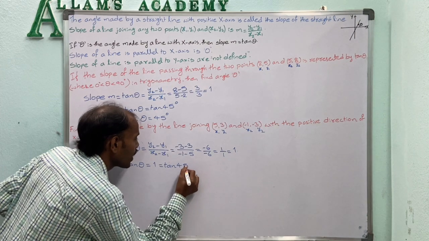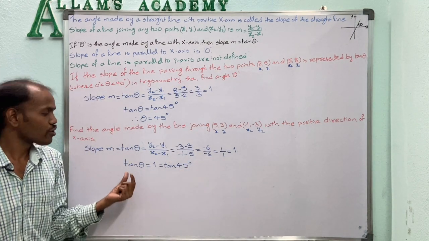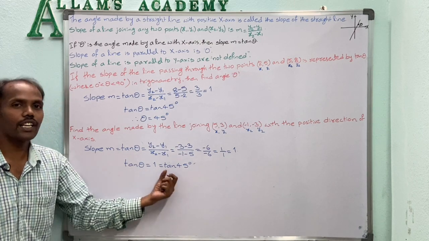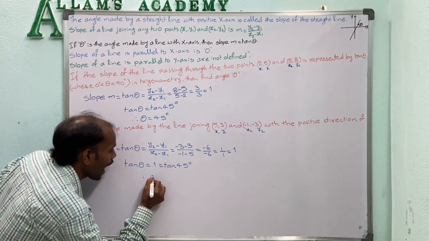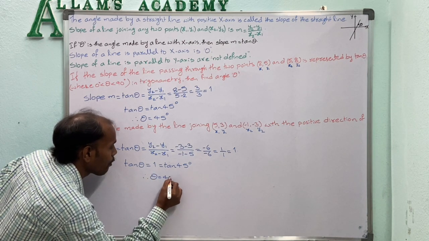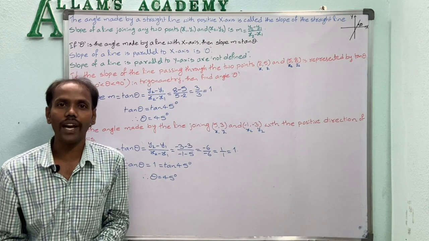Now if we observe, tan 45 equals tan theta. So both are the same trigonometric ratios. That is nothing but the theta value. The angle formed by the line with the positive x axis is 45 degrees.